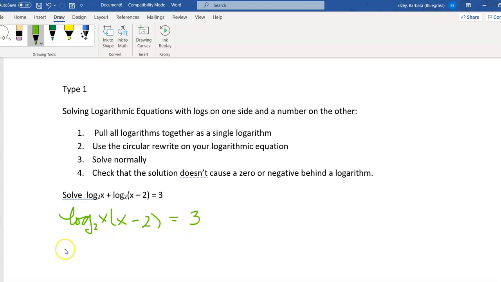All right, now if I want to, I can go ahead and do that multiplication right now, or I can do it after the fact. It doesn't really matter. So I'll go ahead and do it right now. So I've got x squared minus 2x right there if I multiply that x through. All right.